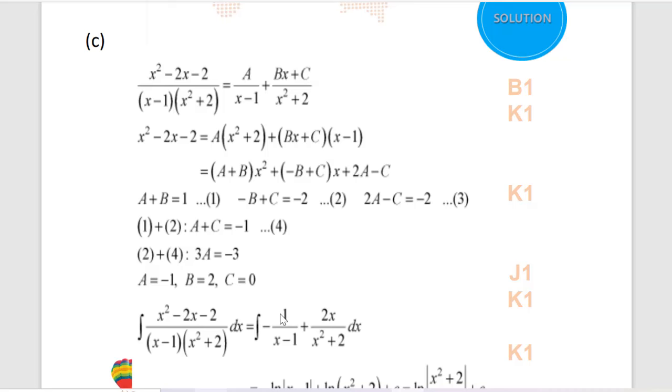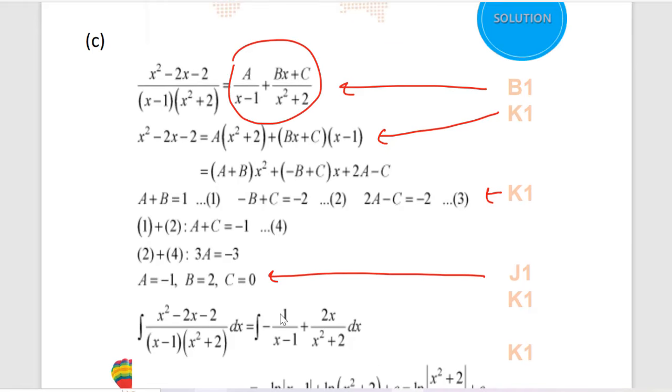So, kita pecahkan dia A over X minus 1 plus BX plus C over X square plus 2 ni awak dapat B1. Kemudian kita equalize dia punya denominator dan compare dia punya numerator. Awak akan dapat K1. Kemudian, awak cuba untuk solve dapatkan nilai A, B, C ni. Awak akan dapat K1. Dan jawapan A, B, C. A equals to negative 1, B equals to 2, C equals to 0. Ini dapat J1. So, dah dapat nilai A, B, C, ganti balik dalam ni. Dalam yang ini. Ganti balik dalam yang ini. So, masukkan dia dalam integral lah. So, ini awak boleh dapat K1.